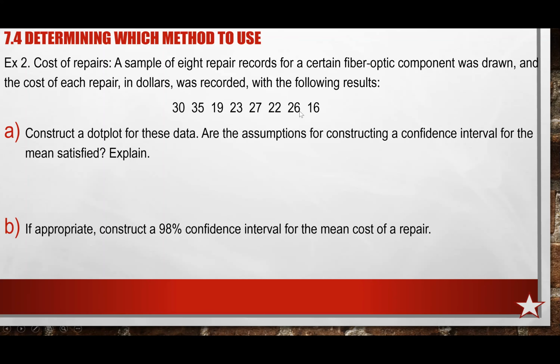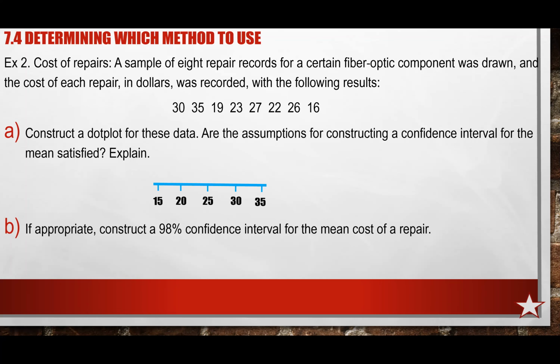Now they ask you to construct the dot plot for this data, and whether the assumption for constructing a confidence interval for this mean is satisfied. So we know that they asked us to construct the confidence interval for the mean, right? So let's take a look at the dot plot first, which is a reminder from chapter 3. How do we do the dot plot?